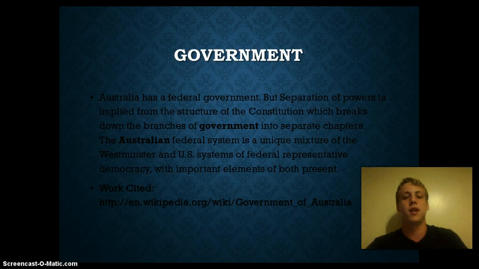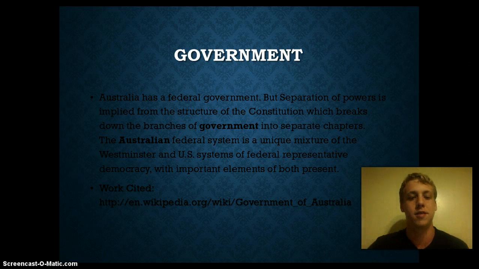Australia has a federal government, but separation of powers is implied from the structure of the constitution, which breaks down the branches of government into separate chapters. The Australian federal system is a unique mixture of the Westminster and U.S. systems of federal representative democracy with important elements of both present.